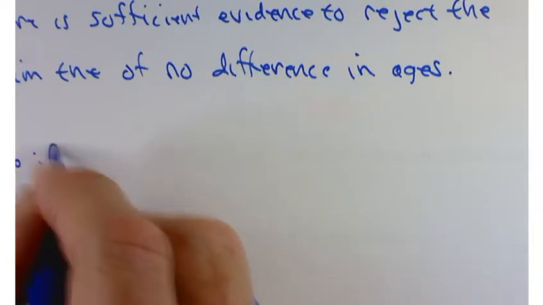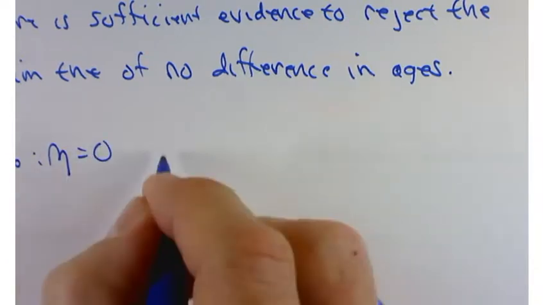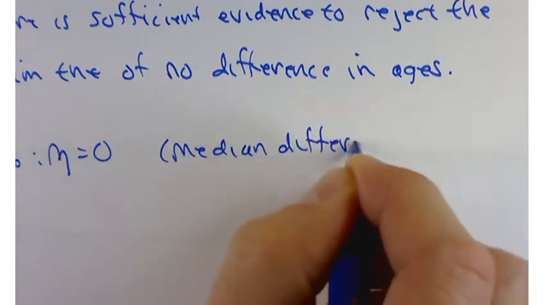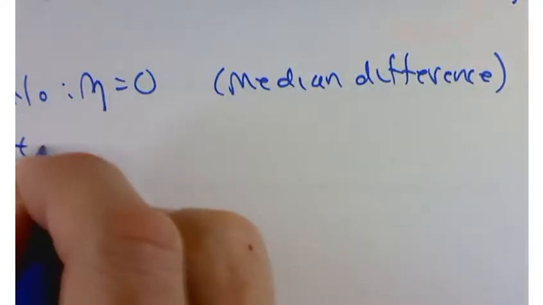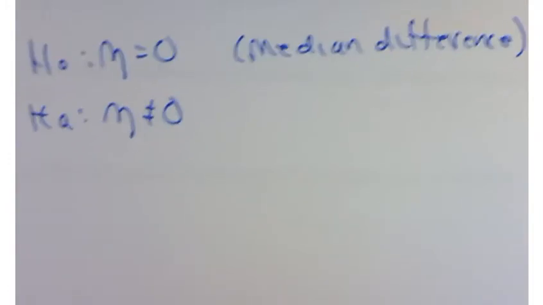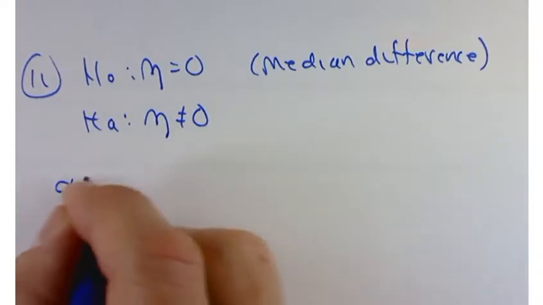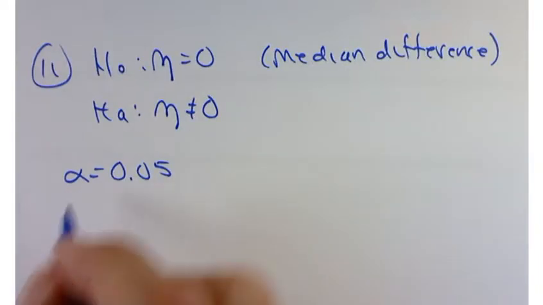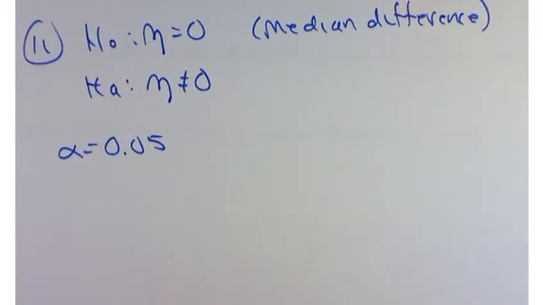H sub 0, eta equals 0, median difference. And the alternative then is that the median difference is different than 0. We'll do this test at the 5% significance level. We've already entered our data. So now let's see if we can't come up with some kind of a p-value from StatDisk.